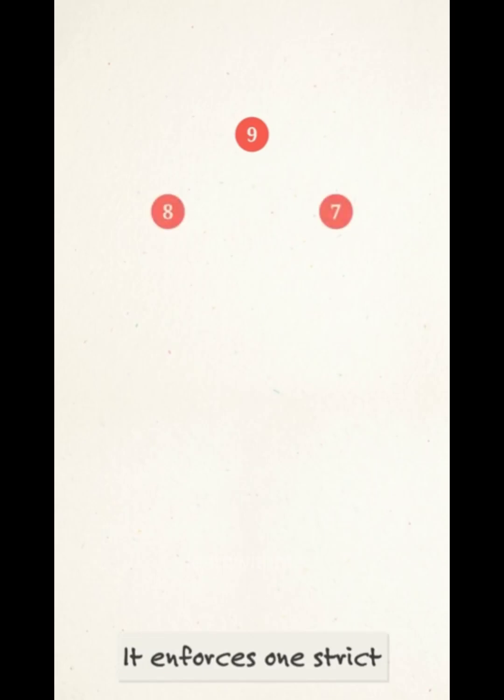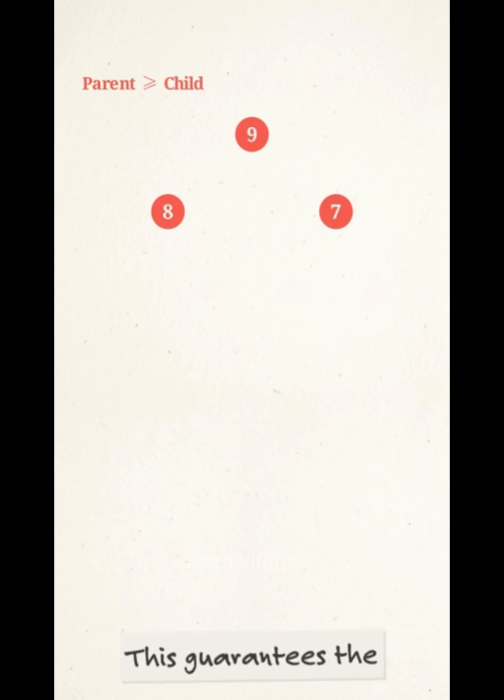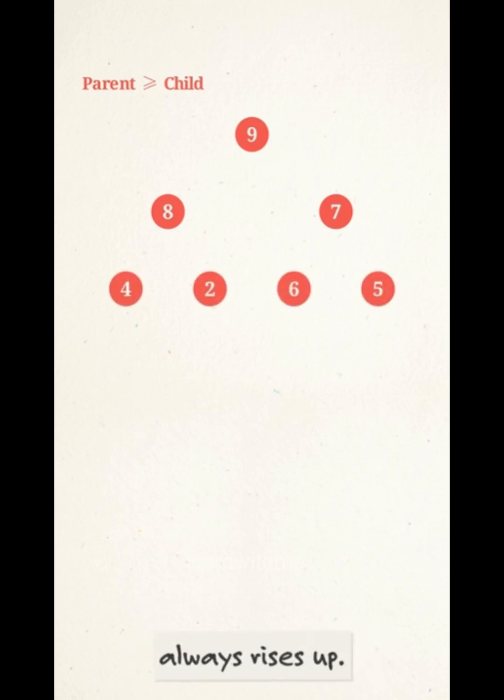It enforces one strict vertical rule. Every parent node must be greater than or equal to its children. This guarantees the largest number always rises up. This structure is called a max heap.